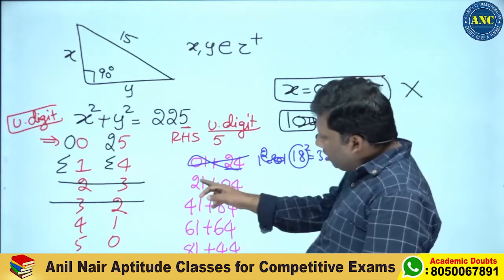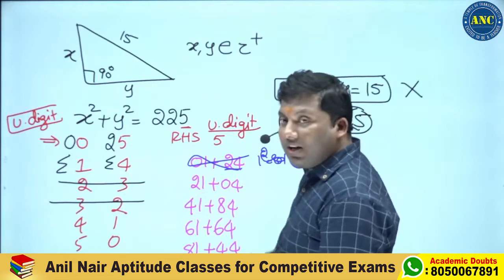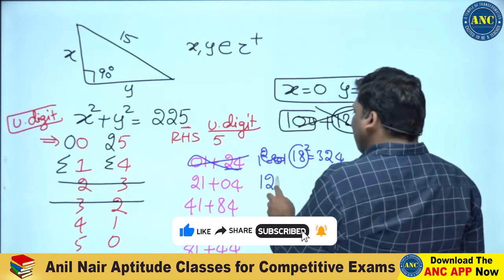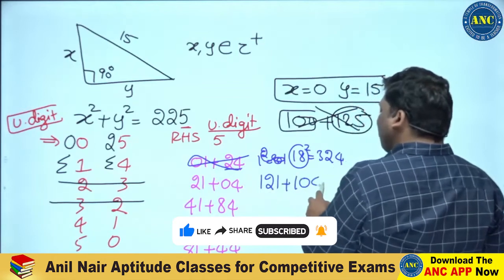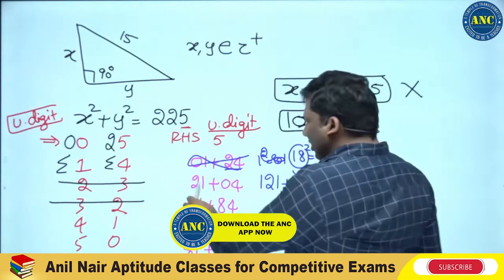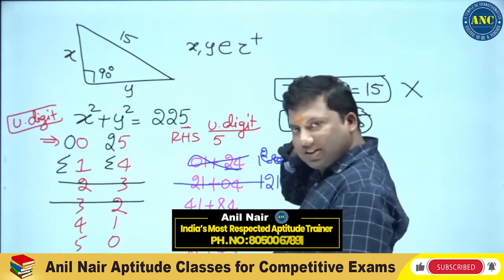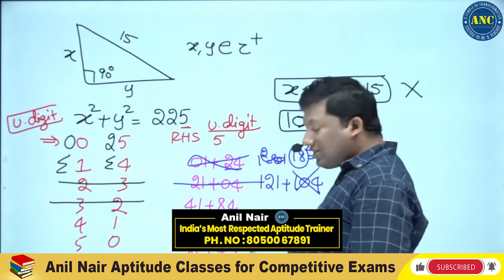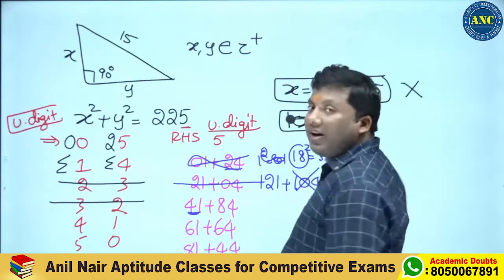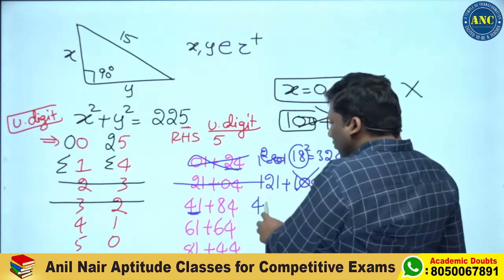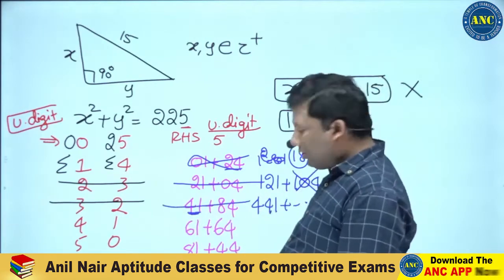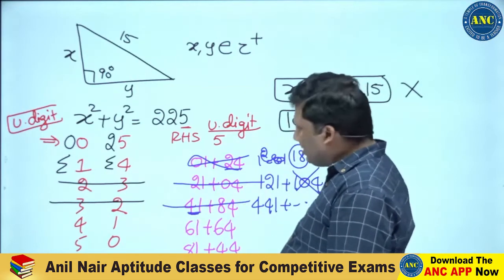Next one. 21 plus 04. What is the smallest number on square? I will get 21: 11 square is 121. 121 plus 104. The digital sum of 104 is 5, but y square is a perfect square, so this case is not possible. Next, 41 plus 84. The smallest square is 21 square, 441. 441 plus something is greater than 225, not possible. I hope the idea is clear.